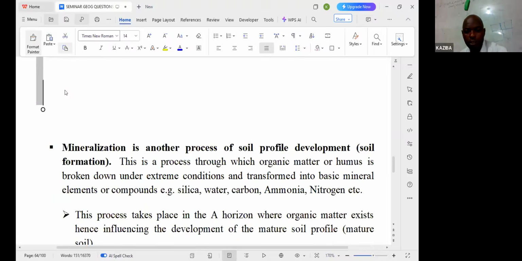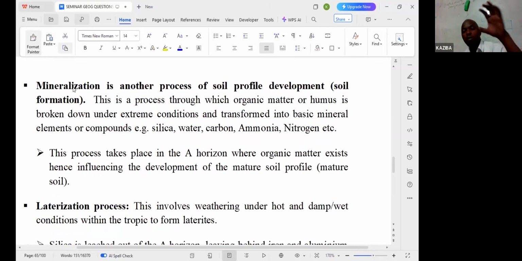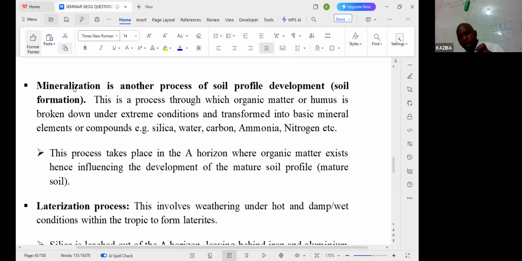Then you go to mineralization. Now, mineralization is somehow similar to humification, but this one occurs under extreme conditions, where organic matter, instead of decaying, goes beyond decaying and is converted to basic minerals like silica. So the leaves are broken down into minerals. That process is called mineralization.